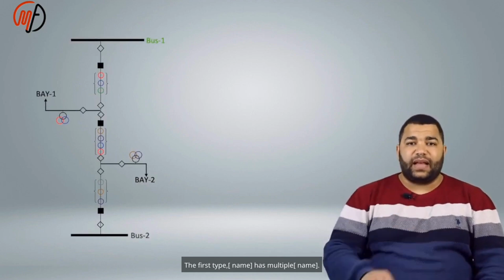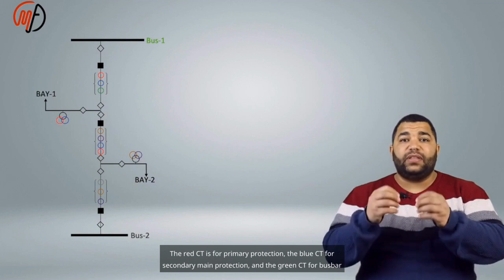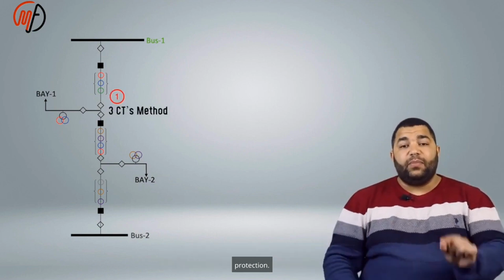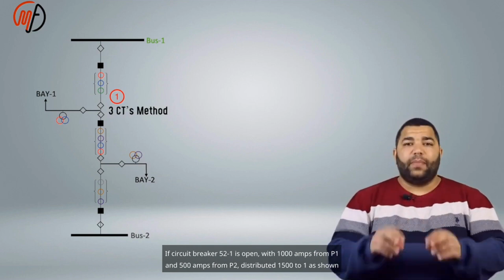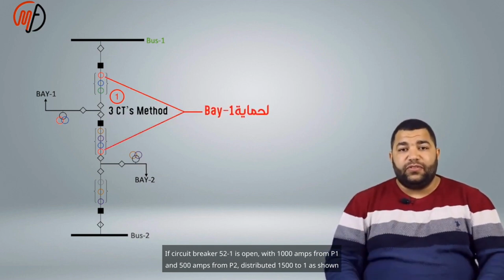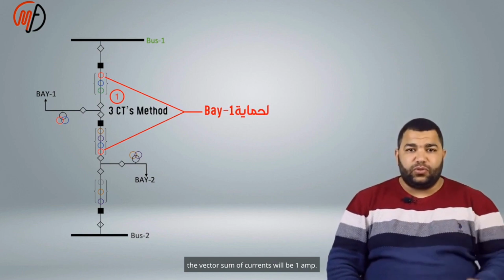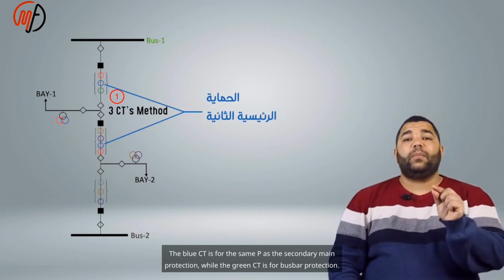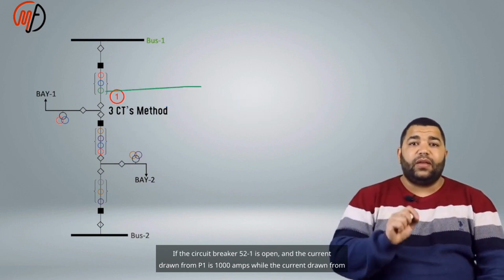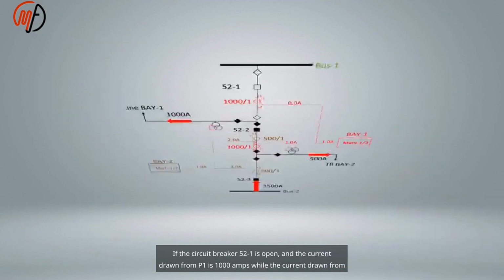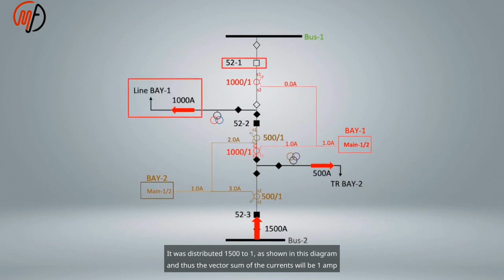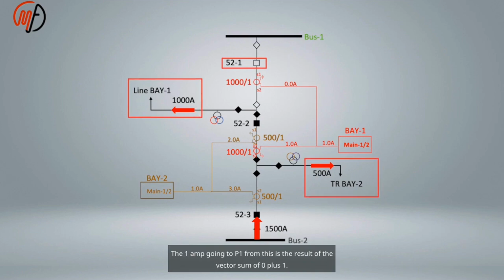The first type has multiple CT sets. The red CT is for primary protection, the blue CT for secondary main protection, and the green CT for busbar protection. If circuit breaker 52.1 is open with 1000 amps from P1 and 500 amps from P2, distributed 1500 to 1 as shown, the vector sum of currents will be 1 amp. The blue CT is for the same P as the secondary main protection, while the green CT is for busbar protection. If the circuit breaker 52.1 is open and the current drawn from P1 is 1000 amps while the current drawn from P2 is 500 amps, it is distributed 1500 to 1 as shown in this diagram, and thus the vector sum of the currents will be 1 amp.